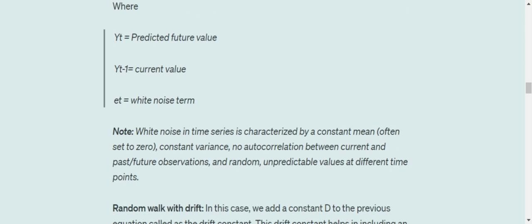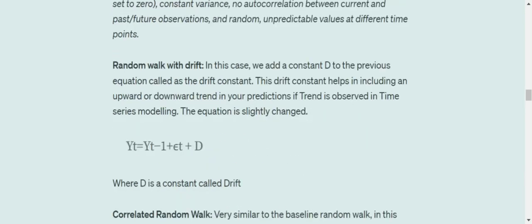Now there is one more concept built over random walk that is called random walk with drift. At times in time series, we might have an upward or downward trend. In those cases, to counter that, in the random walk equation, we will be adding a constant called d, which is called drift, and this is called random walk with drift. Here you can see the equation changes slightly, so we are adding one more term, plus d.